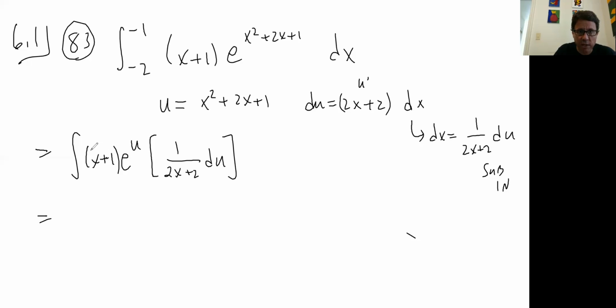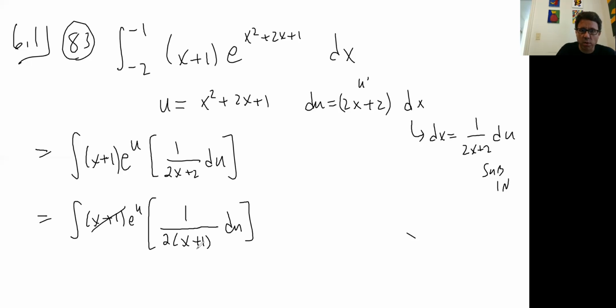So can I cancel out this x plus 1? The answer is you can, because look at what's in the denominator. You can factor out 2. Think about it as 2 times (x plus 1). And now the x plus 1 can cancel. So what's left in there? I've got e to the u, x, du, x.